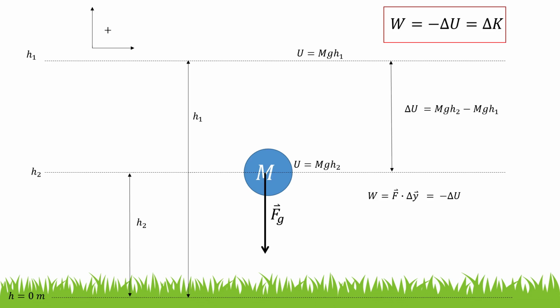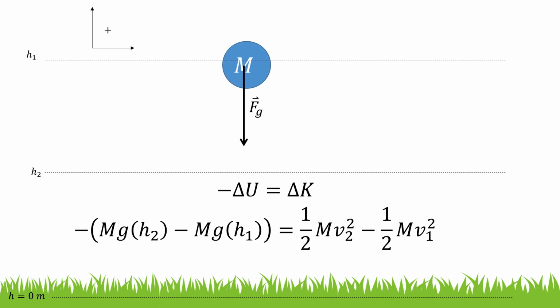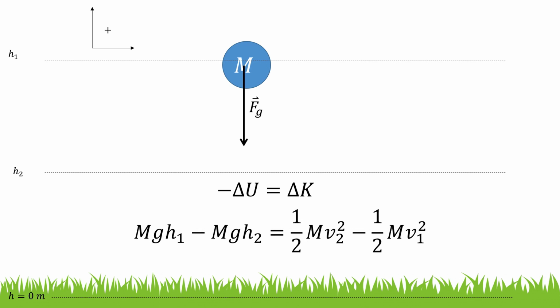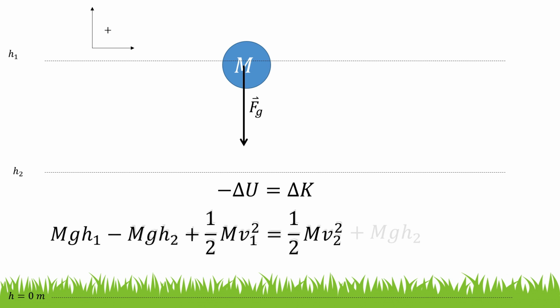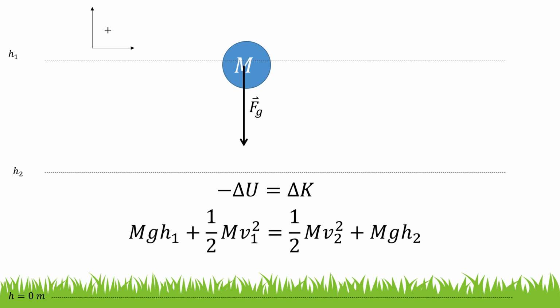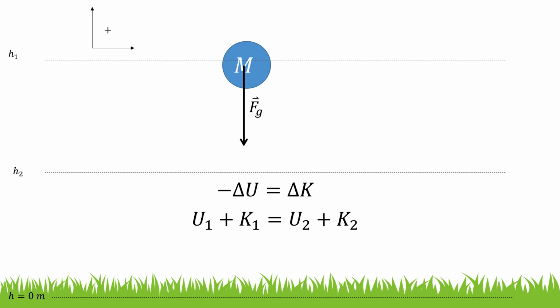Consider the object falling from h1 to h2. The change of potential energy is mgh2 minus mgh1. The change of kinetic energy is 1/2 mv2 squared minus 1/2 mv1 squared, and these changes are opposite to each other. Distributing in the minus sign and rearranging the equation so that all of the terms are positive results in a grouping with all of the terms describing the energy at height 1 on the left and height 2 on the right. That is, the sum of potential and kinetic energy at height 1 is equal to the sum of potential and kinetic energy at height 2.